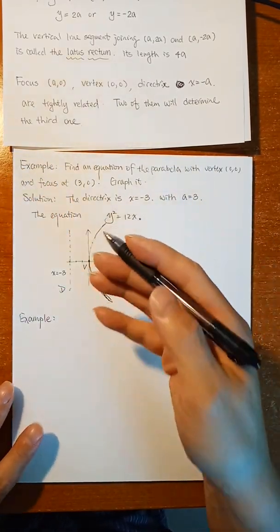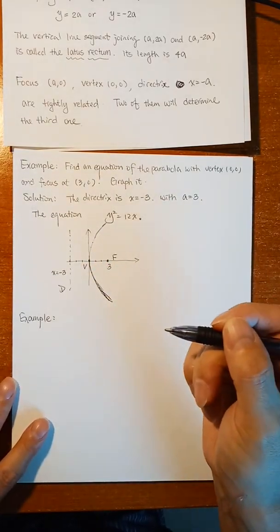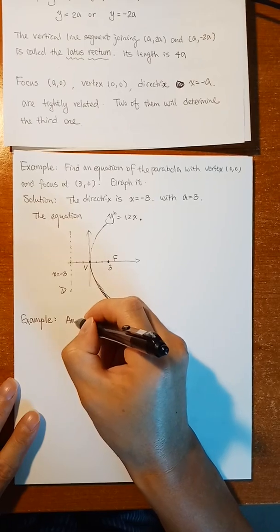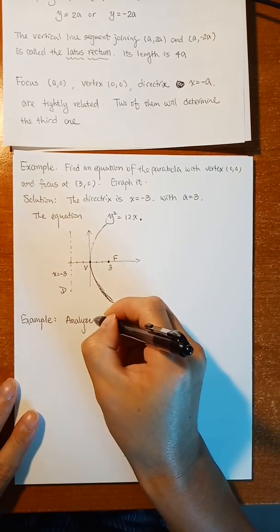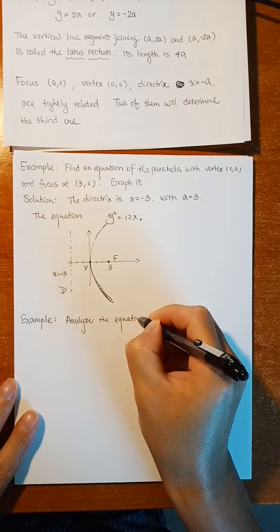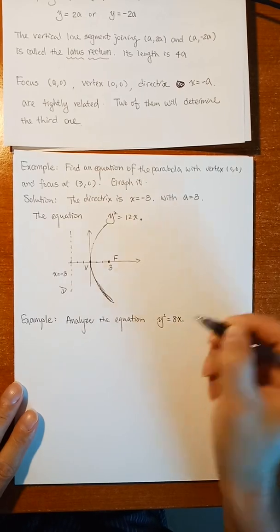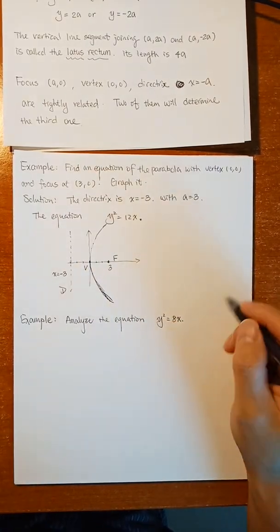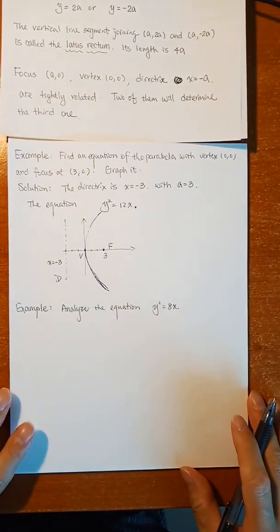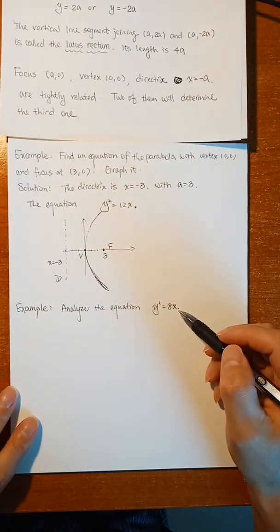What happens if we have algebraic equation? We want to determine the geometry. Okay. Analyze the equation y squared equal to 8x. Okay, then you check this. This is a y squared equal to 4ax type.